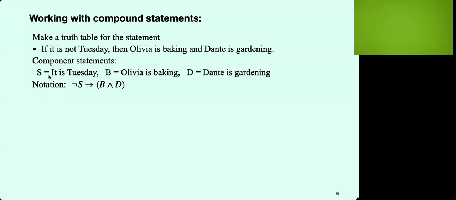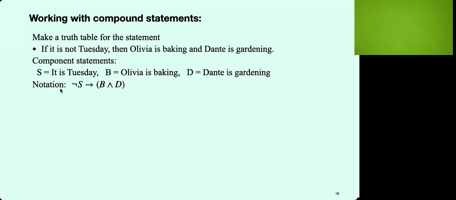So in notation, I don't actually have the statement S as written in my compound statement. I have if it is not Tuesday. Oh, I have an if, so I have a conditional statement. So that if and the then here are encoded with the arrow. And it is not Tuesday is a negated S. And after the then, we have Olivia is baking and Dante is gardening. And that and is indicated with the wedge symbol here that looks like the letter A with the crossbar missing.